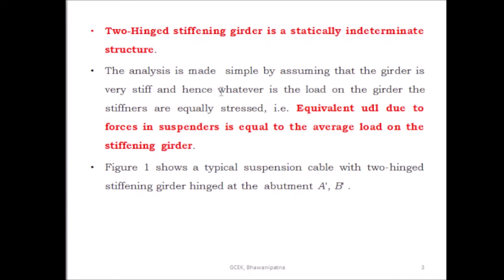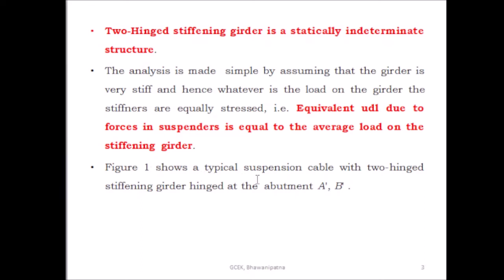So the analysis is made simple by assuming that the girder is very stiff, and hence whatever the load on the girder, the suspenders are equally stressed. The equivalent UDL due to the force in the suspenders is equal to the average load on the stiffening girder.